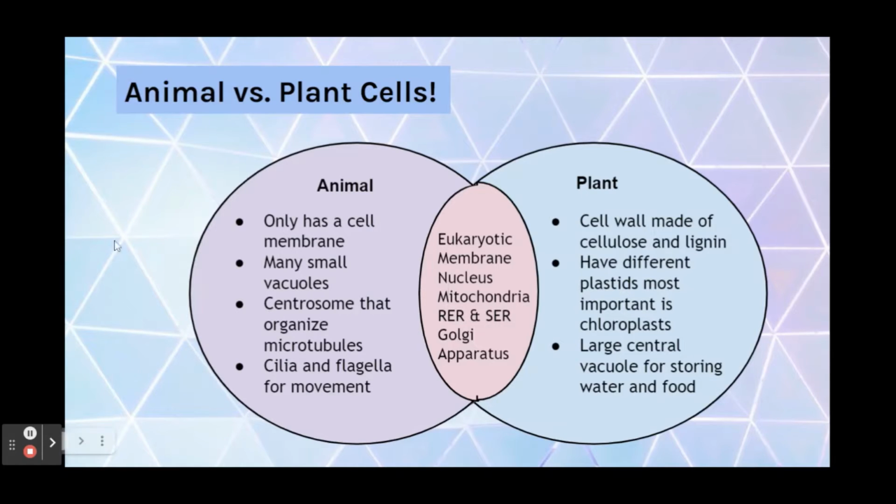So what both of them have is they're both eukaryotic, actually, and then they both have a membrane. They both have a nucleus, mitochondria, rough ER and smooth ER, and a Golgi apparatus.